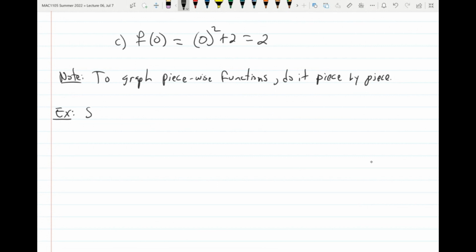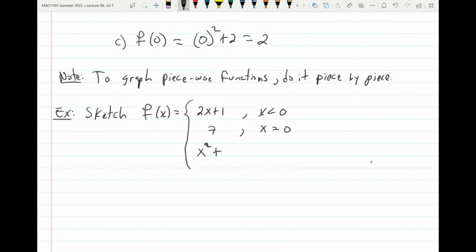So, sketch the function f of x equals 2x plus 1 if x is less than 0. And since we're here, let me just encapsulate everything at once. Let's say 7 if x is equal to 0. Then let's say x squared plus 2 if x is greater than 0. So this time this function has 3 pieces.